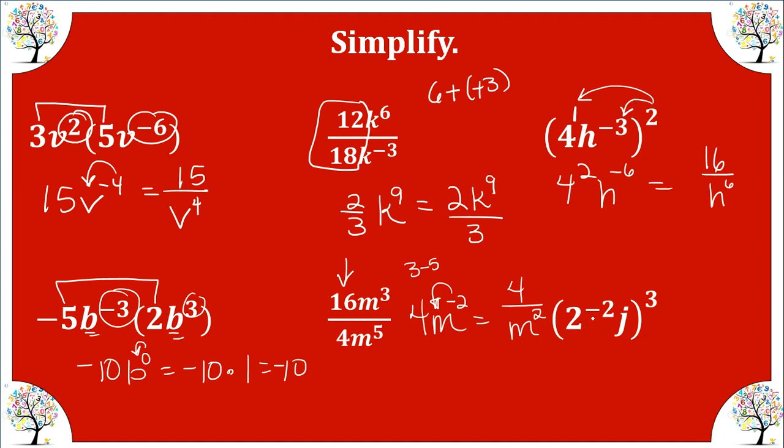Our last example is a power to a power. So we have 2 to the -2 and j to the first. We're going to distribute this outside power. We have 2 to the negative 6 and j to the third. We are going to move 2 to the negative 6 to the bottom, and we can go ahead and calculate that, and that is 64. And then j to the positive 3 stays on top.